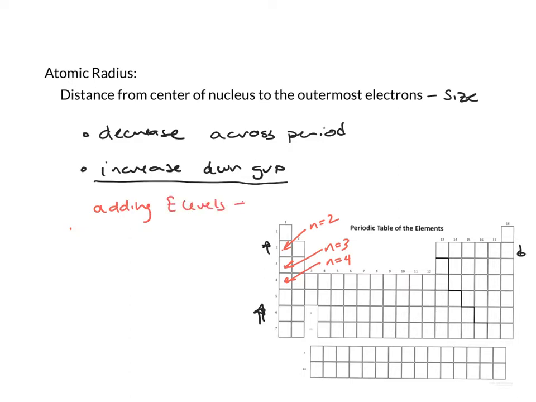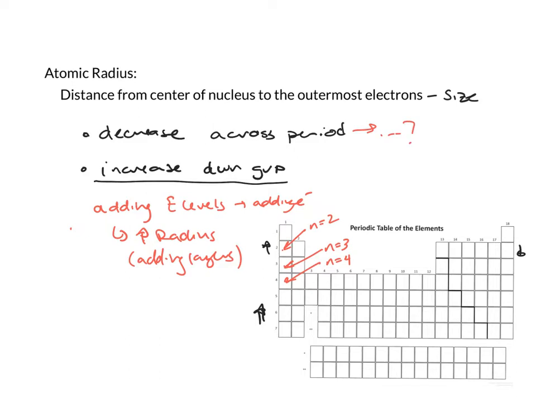And we're adding electrons. So if we're adding energy levels and adding electrons, it makes sense that we're adding layers to the atom, which means the radius is going to go up because we're adding layers. That makes sense. That's kind of logical. This next part is a little bit more questioning, right?